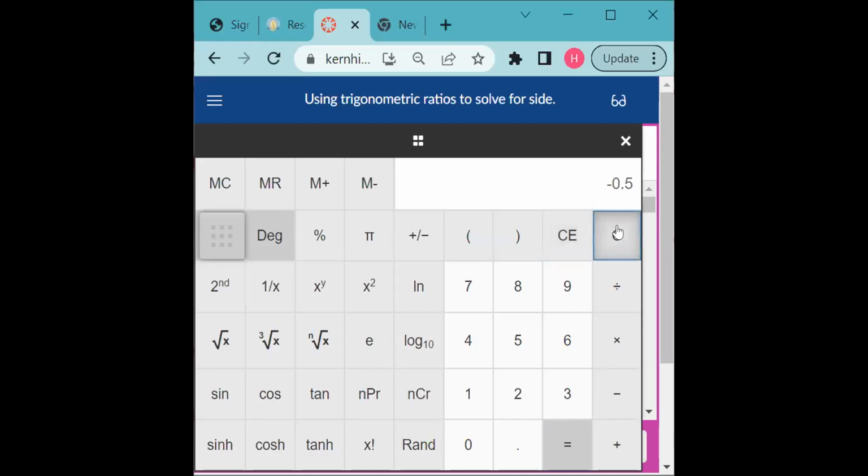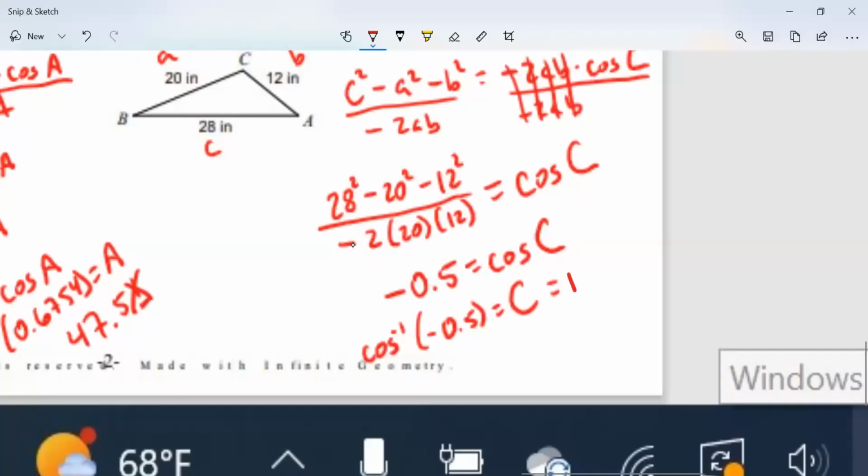So let me clear this out. I need second cosine inverse. Don't forget the negative sign of 0.5. Equals 120. Cool. So angle C is equal to 120 degrees.